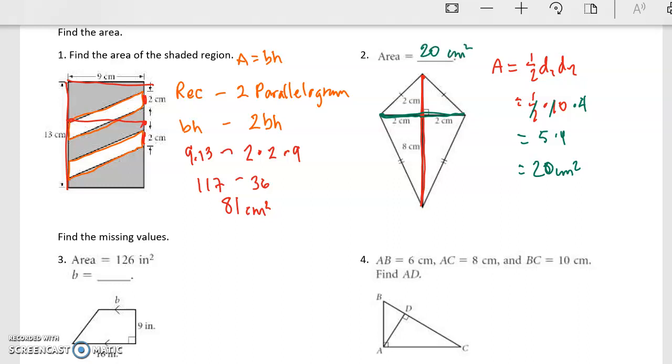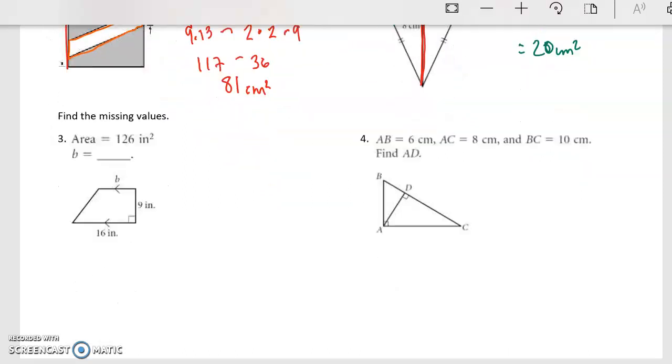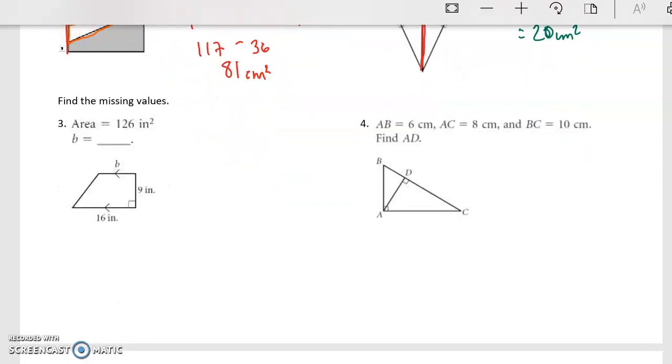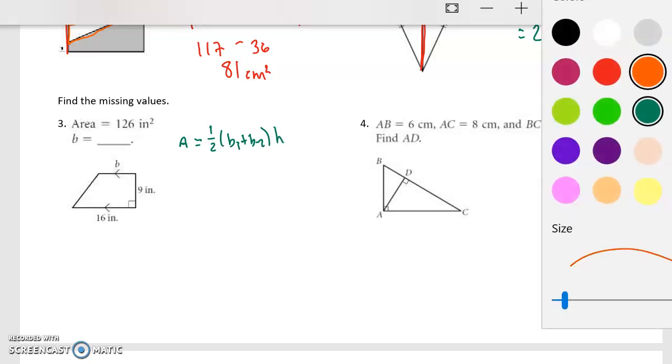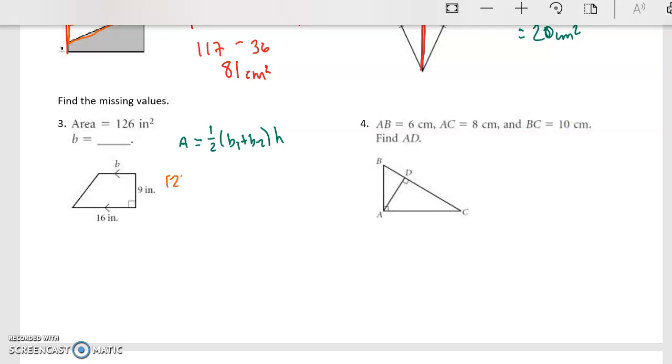For number 3, we know the area, and we're going to be solving for one of the bases. This is a trapezoid. So the area of a trapezoid is 1/2 the sum of the bases times the height. And we're going to set that equal to 126, and we're going to substitute in our one base, which is 16. And then the height is 9, right? So the height is the distance between the bases. The bases are the parallel sides.